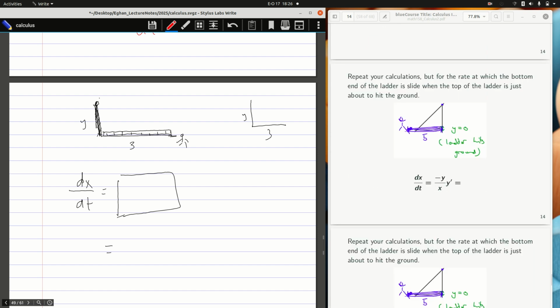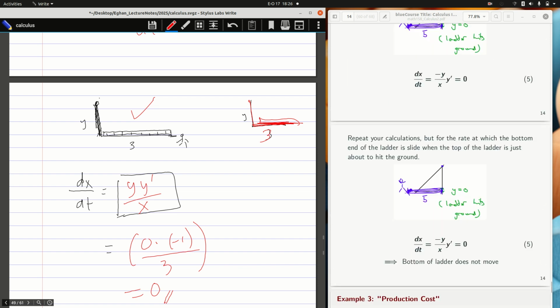This is 3, this is y. Now z is here. It is not this way to have it as a right angle triangle. z has fallen flat, just as I have here. And so the x, the y, we had y prime over x. It means at this point y is 0, y prime was -1, and then x was given as 3, and that is 0. It means there's no change, the ladder does not even move at all, it is flat on the floor, and that is the answer.